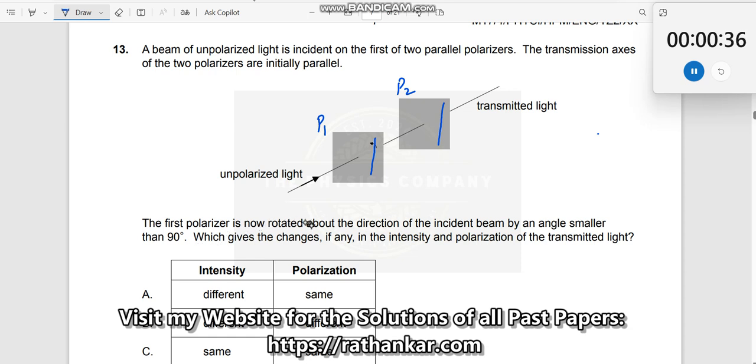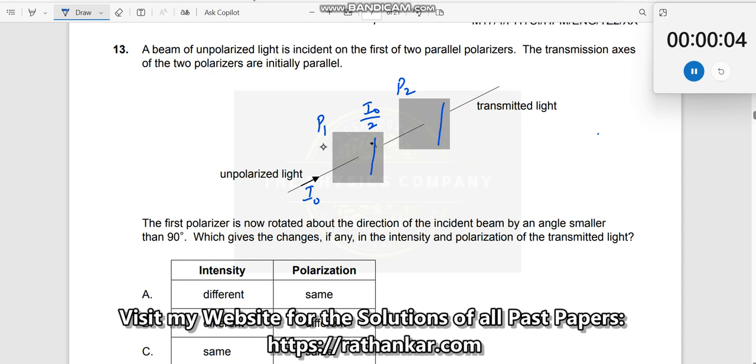The first polarizer is now rotated about the direction of the incident beam by an angle smaller than 90 degrees. First, let us assume that the incoming intensity of the unpolarized beam is I0. After the first polarizer, the intensity would be I0 divided by 2. If they are parallel, you will get I0 by 2 here also. But here the first polarizer is now rotated by an angle smaller than 90 degrees, which could be 45 degrees also.